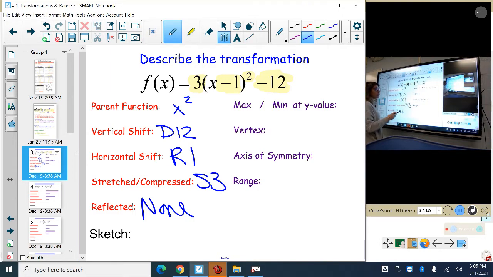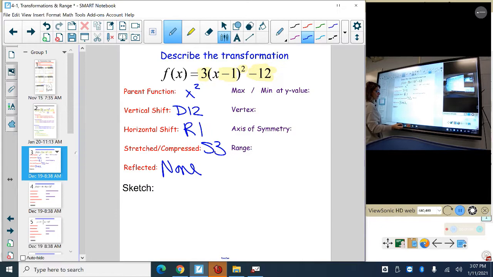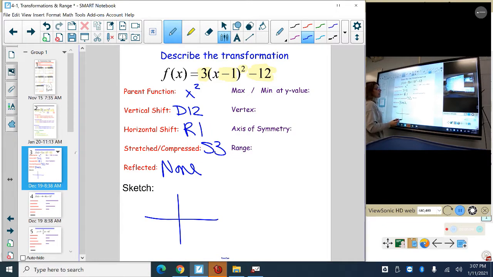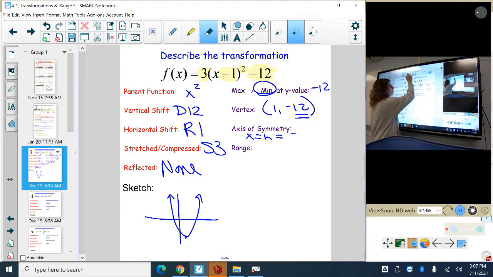Now, basically what I want you to do is think a little bit. Is this thing opening up or is this thing opening down? Well, the 3 is positive, so this thing is going to be sketched opening up. My vertex is the point 1, negative 12. So I'm at 1, negative 12 down here. And I am not reflected, so therefore I'm opening up. So therefore I have a minimum at what y value? At negative 12. My axis of symmetry is x equals h, which happens to be the value 1.